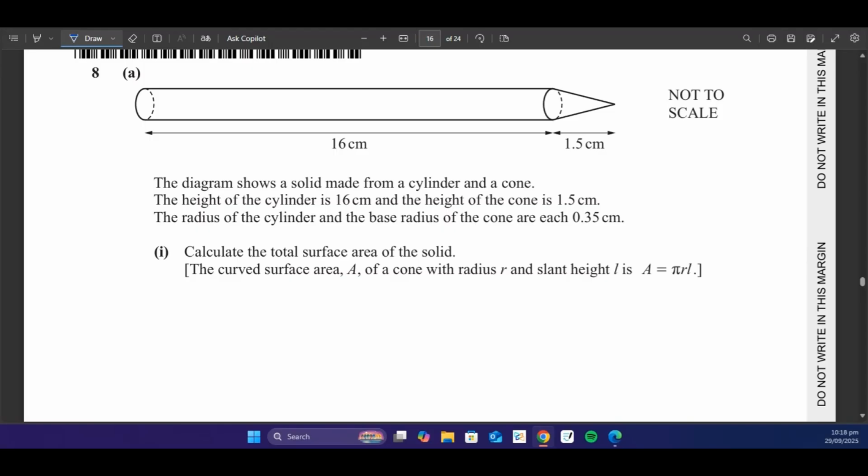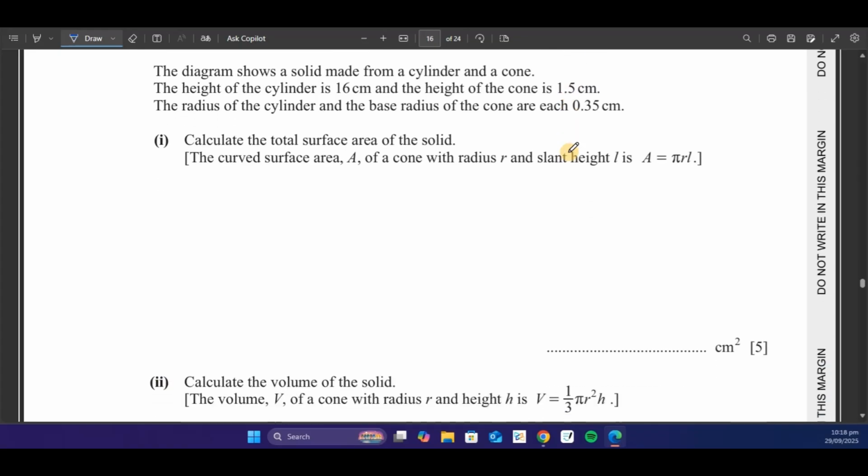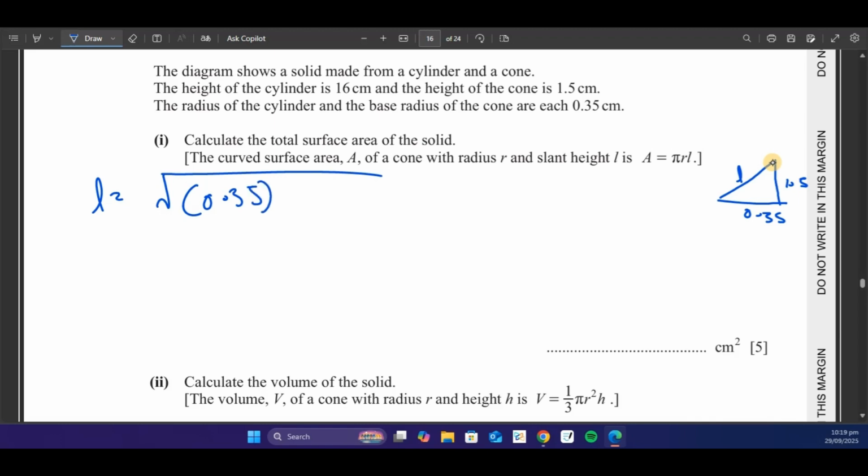The curved surface area A of the cone with radius r and slant height L is A equals pi r L. Okay, so what you basically need to know is this part over here. So let's say it's the middle, this. All right. So you need to find this first. That is sort of a triangle of 1.5, 0.35, and L. So L is the square root of 0.35 squared plus 1.5 squared, and that would give us 1.54 centimeters.